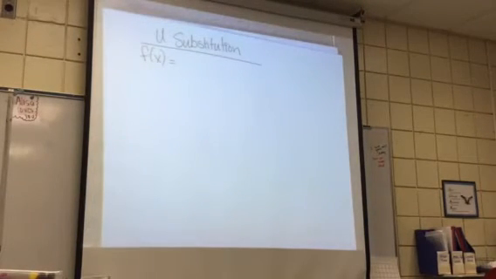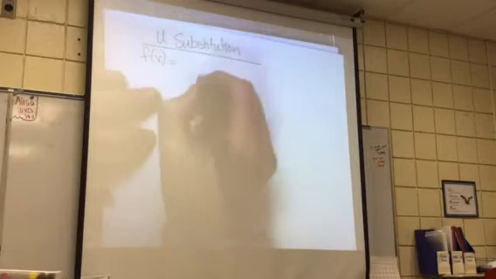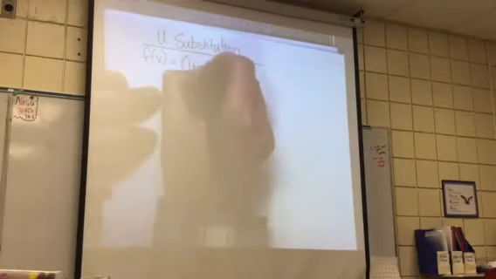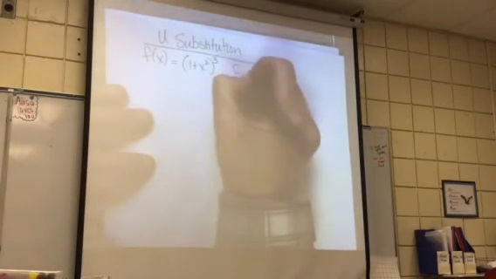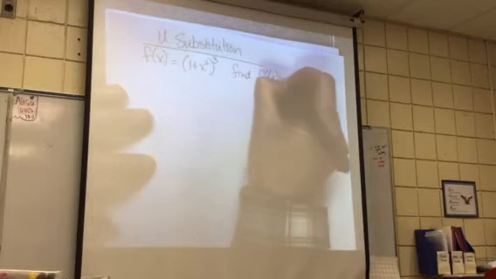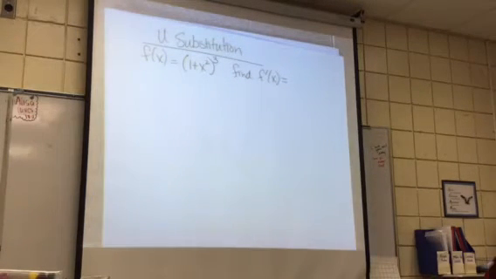Today's lesson is about u substitution. Before we go on and I show you u substitution, we need to remember something from derivatives. So if I tell you that f of x is this function, 1 plus x squared cubed, if I ask you to find the derivative, what rule do I have to apply to this to find the derivative? The chain rule. That's because there is a function inside of another function, right?